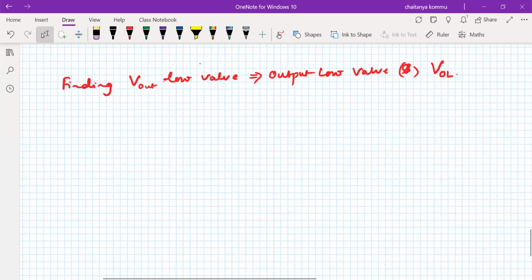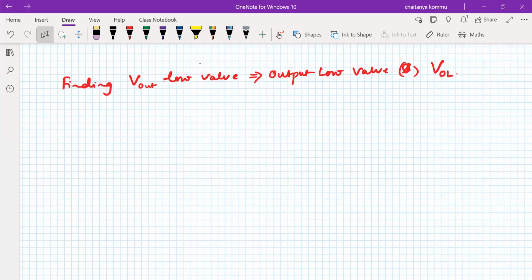First of all, we have to derive the voltage transfer characteristics of a MOS device. From there, we can calculate. So first, voltage transfer characteristics.